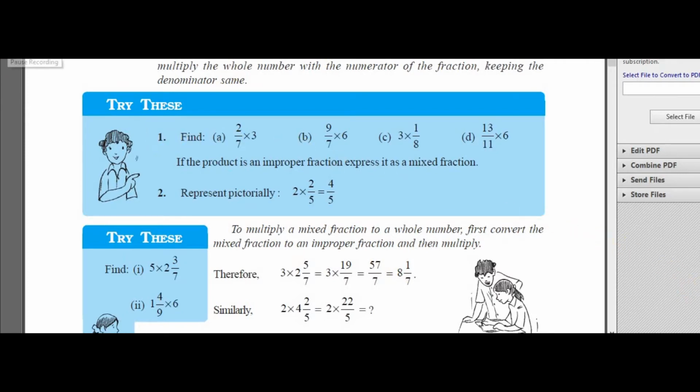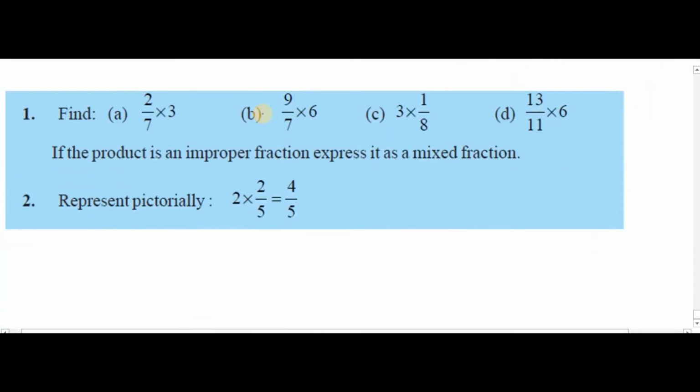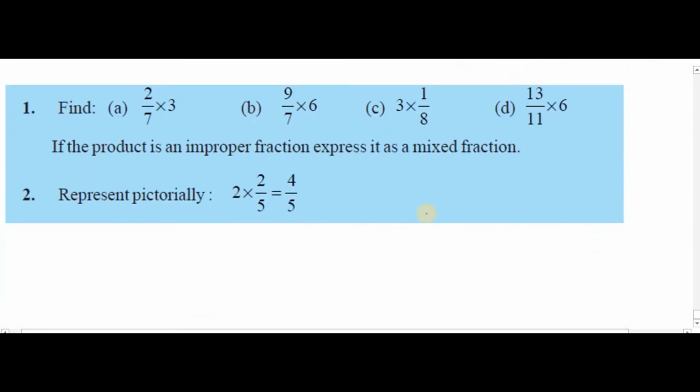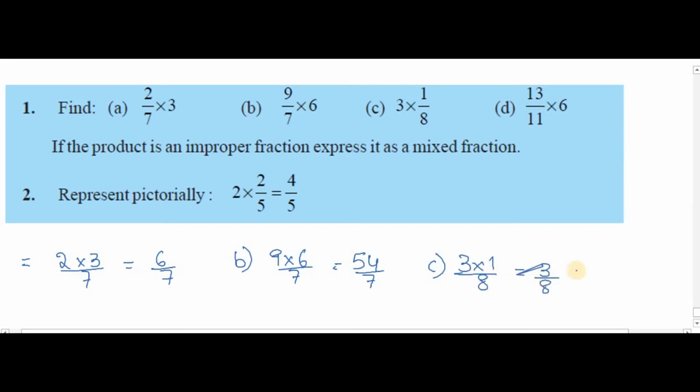Okay students? So here we just now learned that for a whole number to multiply with a fraction, first we should multiply the numerators. So 2 into 3 by 7 is 6 by 7. Now in the same way, 9 into 6 by 7 is 54 by 7. Now 3 into 1 by 8, 3 ones are 3 by 8. 13 into 6 by 11, 13 6s are 78 by 11.